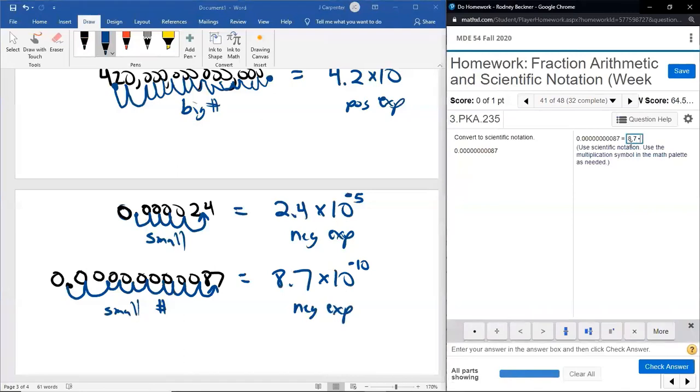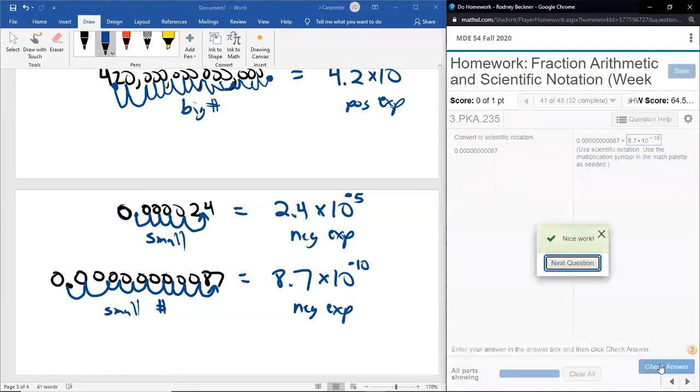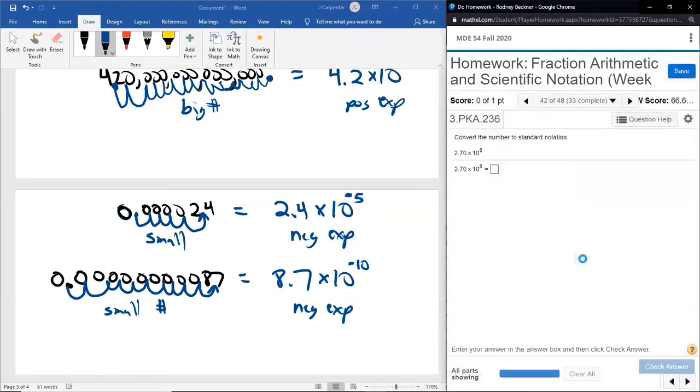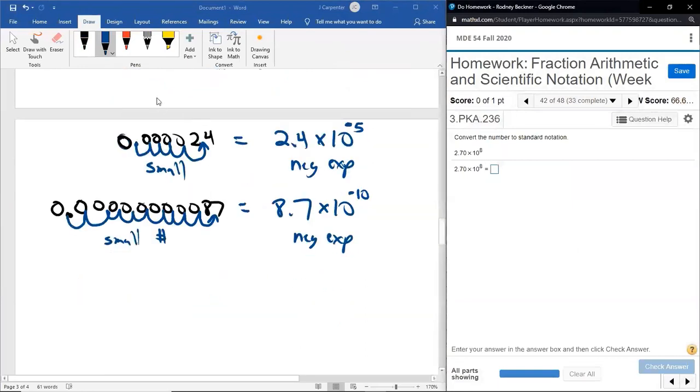8.7 times, I want to see if the dot will work. It should, but I know there's been at least one math homework program we used in the past where it didn't, so I'm reminding myself. 10, and then to the negative 10. By the way, if you're wondering how I made that exponent without clicking the mouse, I hit Shift and 6. That's the caret button, which makes an exponent. Again, Shift and 6. And we got it right. I didn't have to do the Shift 6 though. All right, back to converting to standard notation. I designed this to make sure they go back and forth.